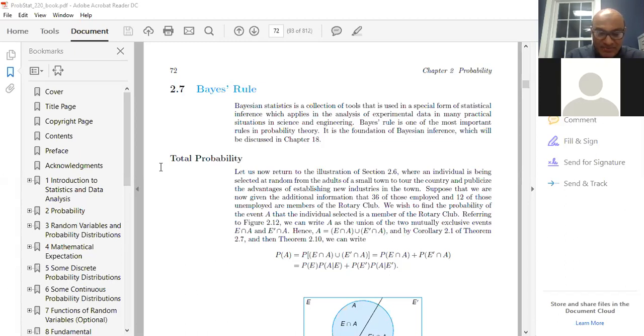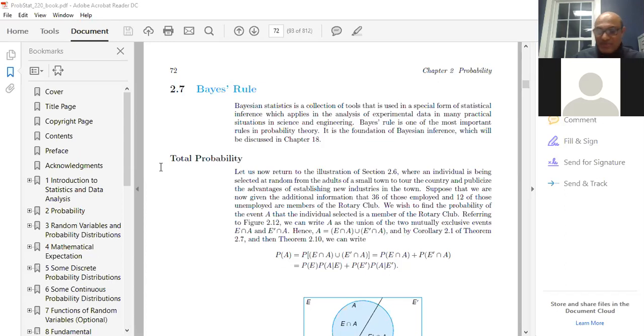This Bayesian rule is highly useful in chapter number 18. Unfortunately, we will not go over this chapter in this course. We will go over up to chapter 10 or maximum 11, we will see. But those who are interested to go further in the same statistical engineering course, he or she can refer to that part too.